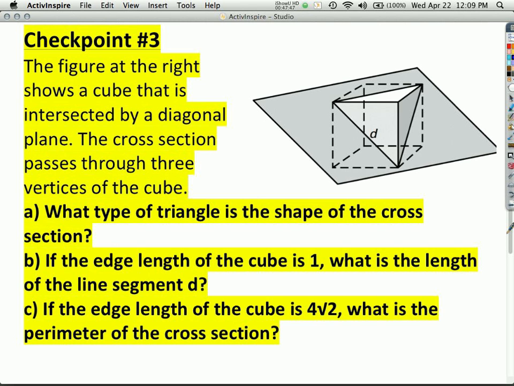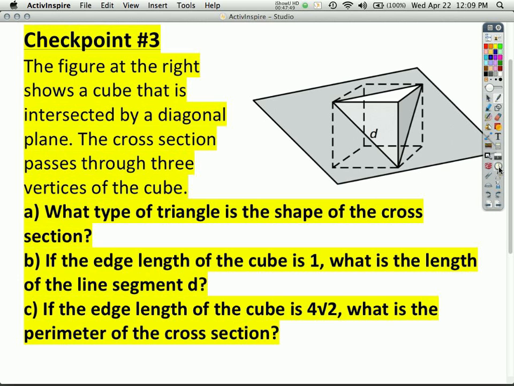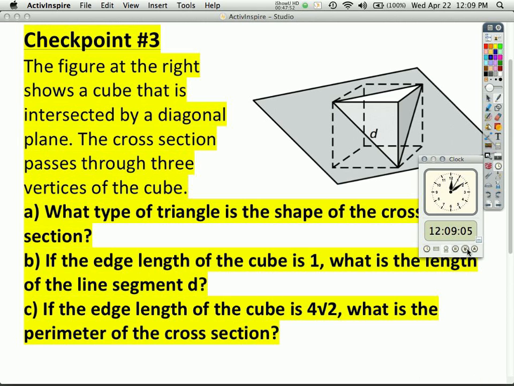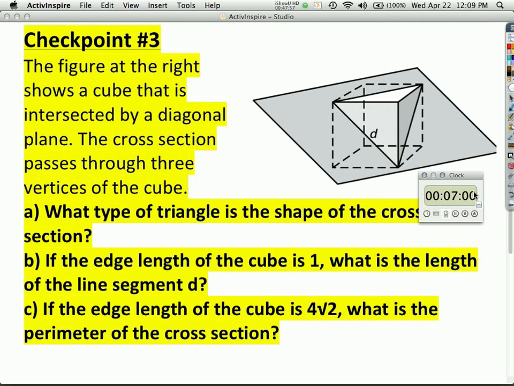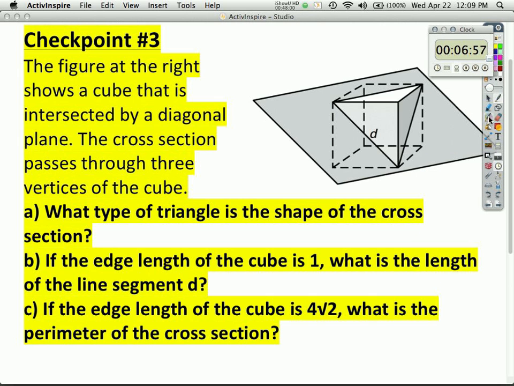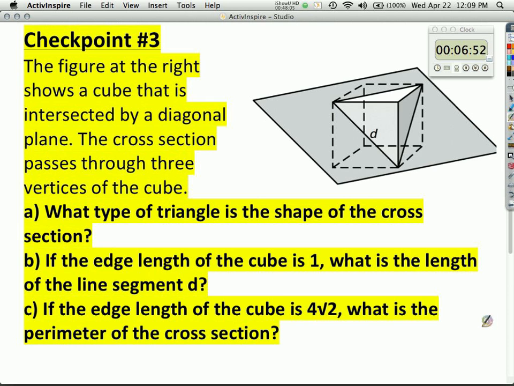So we've got about 7 minutes for this checkpoint. This is an independent checkpoint. And by the way, B and C are 2 separate questions. C is not based on B. They're 2 separate questions.